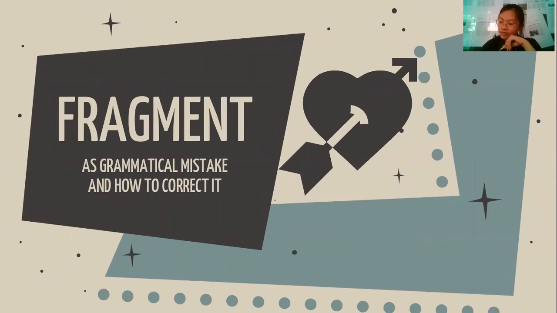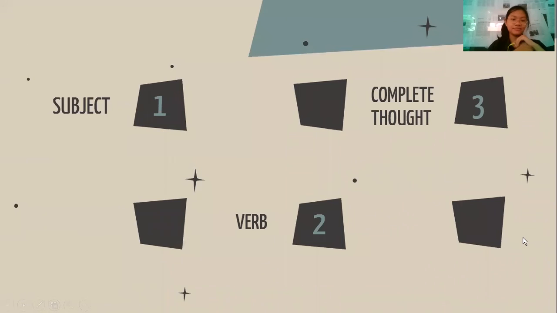Let me share my screen. There you go, the fragment. But before we talk about the main part, which is the fragment itself, let's have a brief talk about sentence, especially simple sentence. So, a sentence has at least a clause, which is sometimes called an independent clause or a main clause. And to have a main clause, you need to have these three things: a subject, a verb, and a complete noun.